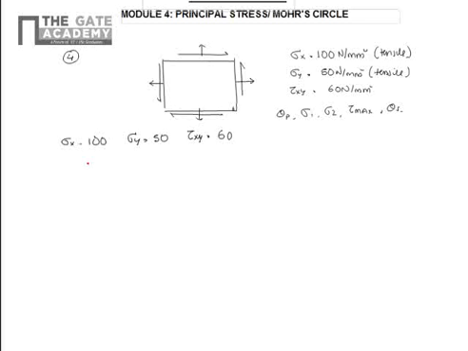So first we have to find the principal stress. First we have to find the principal plane angle, the plane at which the normal stress, principal stress, is acting. That is given by tan 2 theta p is equal to 2 tau xy by sigma x minus sigma y. That's equal to 2 into 60 divided by 100 minus 50. This is equal to 120 by 50.